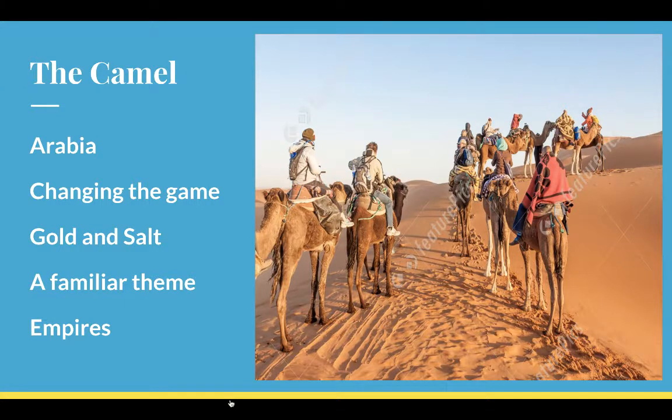All of this stuff, east, north, and sub-Saharan Africa, will then get combined because of the camel. The camel comes in from Arabia, and it completely changes the game. They can go up to 10 days without water. Their feet are basically designed to walk in the sand, and the trans-Saharan trade is created as a result of the camel. Gold, gold, gold, and then salt, salt, salt. And again, a familiar theme, the development of cities and empires will occur as a result.